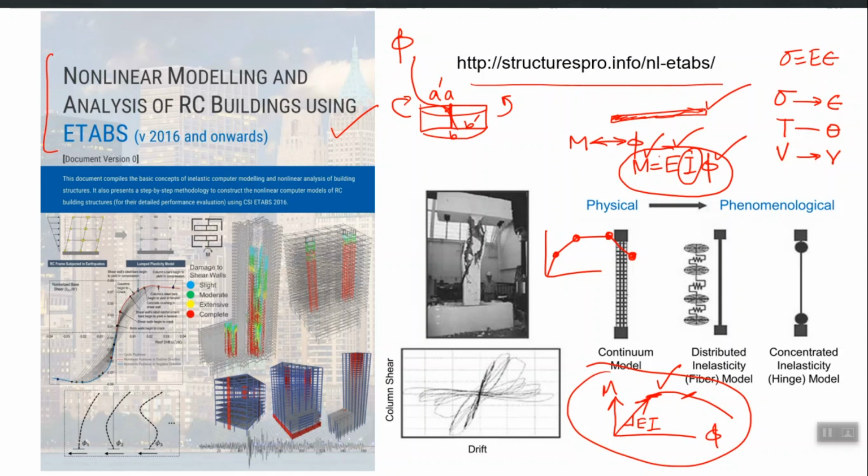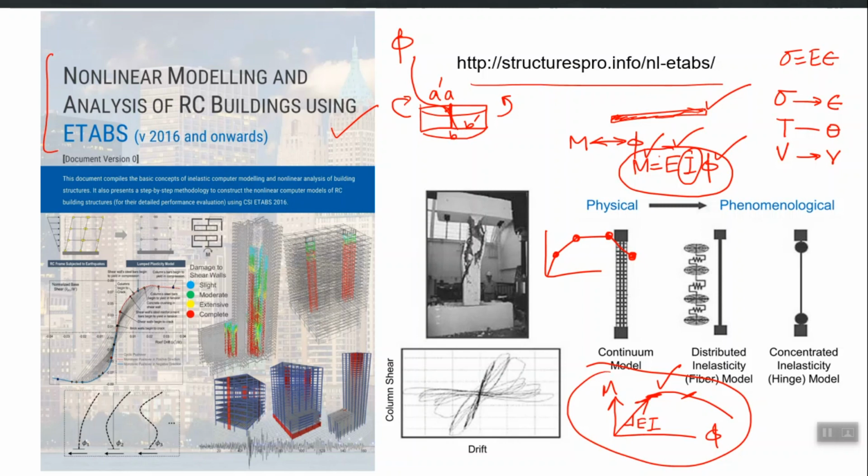So the program doesn't care about nonlinear materials, it directly knows that this is the bending moment at which this beam will yield, this is the shear force at which that column will crack or yield, or all other elements, so the capacity is directly defined at the member level.